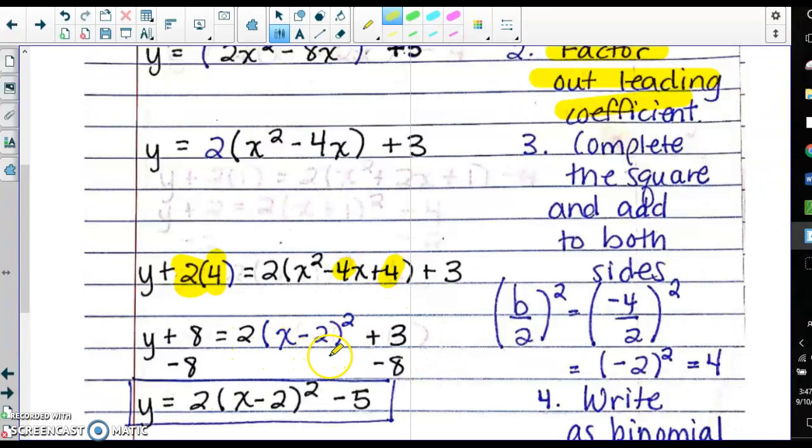Now we write it as a binomial squared. This is always x plus b over 2. Our b over 2 was negative 2. So this is x minus 2 squared. And then this 2 times 4 became a positive 8.